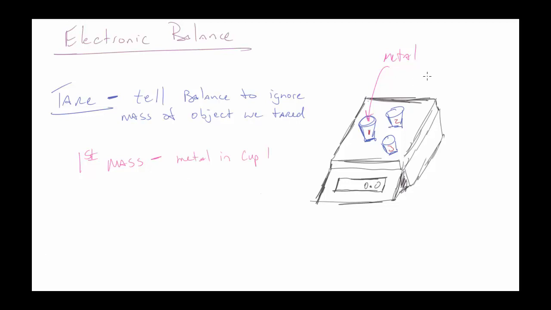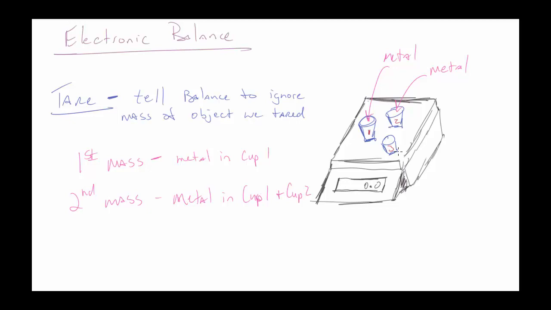Then if I went ahead and put another sample of metal into cup 2, notice I'm leaving cup 1 on there with cup 2. So the second mass that I'll record is going to be a total mass of the metal in cup 1 and the metal in cup 2. And then if I put the metal into cup 3, my third and final mass in this lab would be the total mass of all the metal that was on the balance at that point in time. So it'd be cup 1, cup 2, and cup 3.